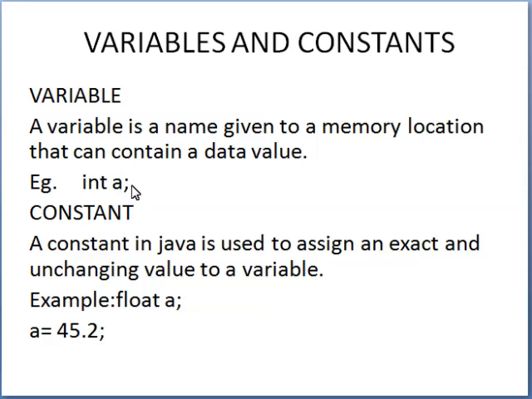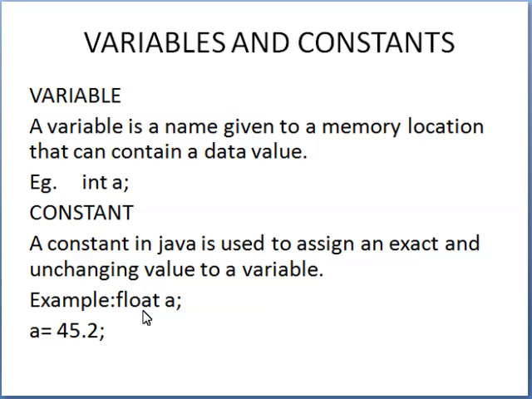Then constant. A constant in Java is used to assign an exact and unchanging value to a variable. For example, float a. So a is a memory location. In this memory location we are able to store a value with a decimal.